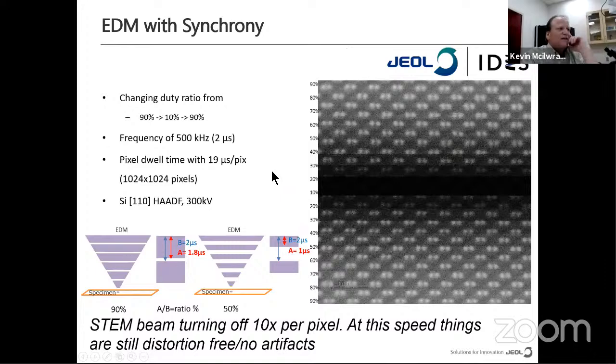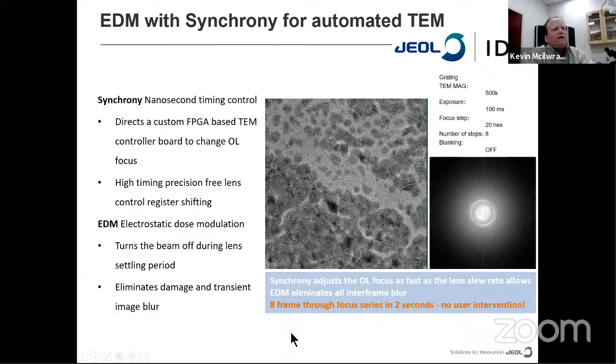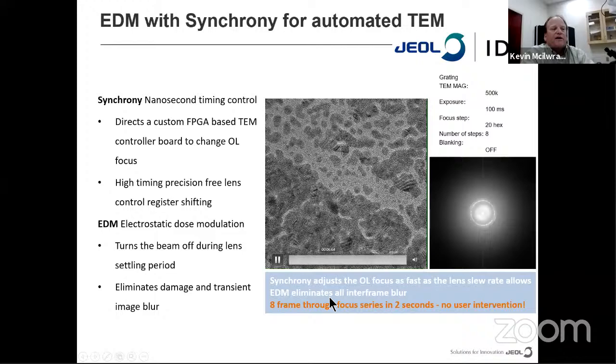And here's just another example, but this time they go down to 10%. And if you change the brightness here, you can still see the atoms in the center. And now, this is EDM with synchrony, automated TEM. We can do some of the things here. And when we're doing this, it's so high speed, but there is no blur. And this is a through-focal series, which is automated, just going through the sample.